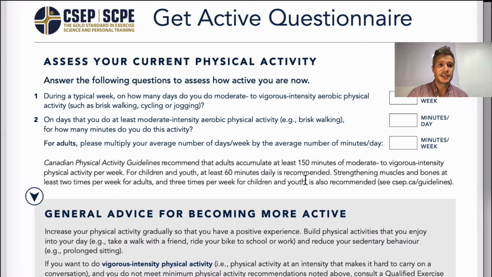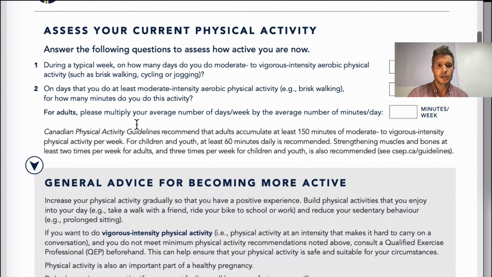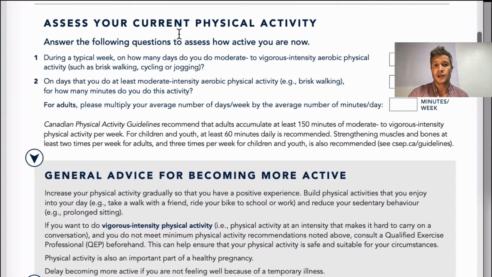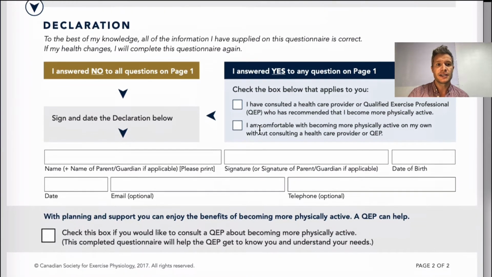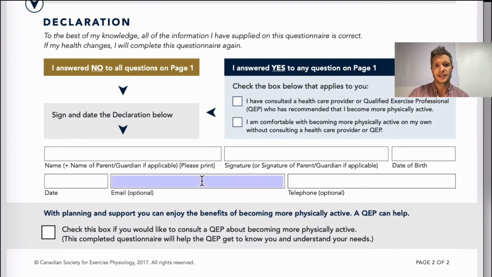Continuing on, CSEP, you can see that CSEP right there has a really good form where it's trying to already get some information for you as, say, a kinesiologist or exercise physiologist, trying to get some background information on how active people are, some general advice on how to become more active in a safe way, and then a declaration essentially signing and consenting to any health issues or not.